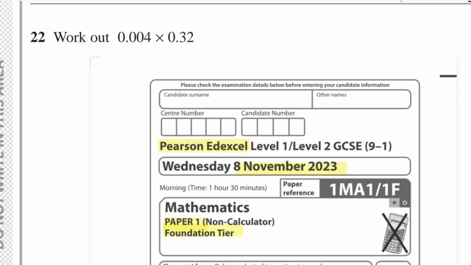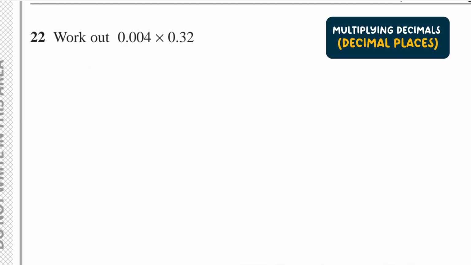Work out 0.004 times 0.32. This is question 22 from the Edexcel November 2022 Foundation Paper 1. In this video, I'll show you how to multiply decimals using decimal places.